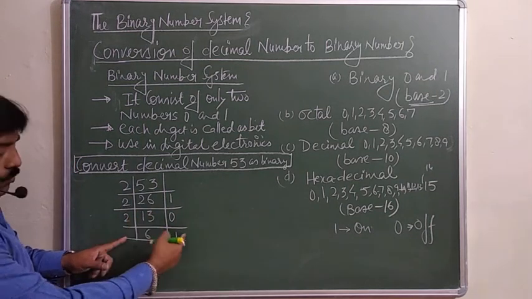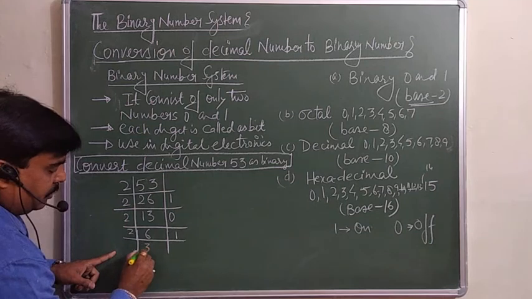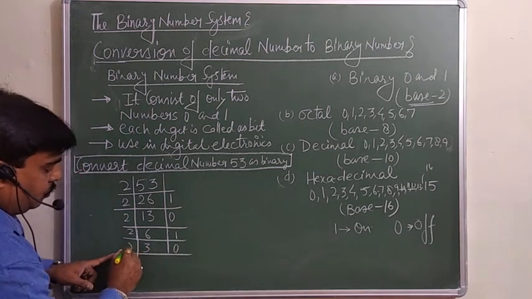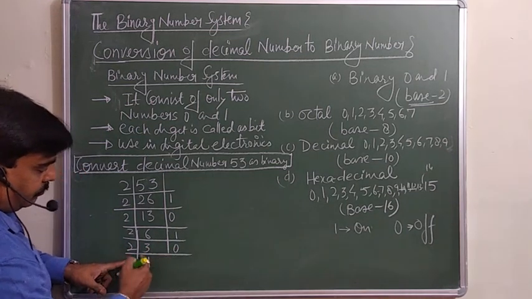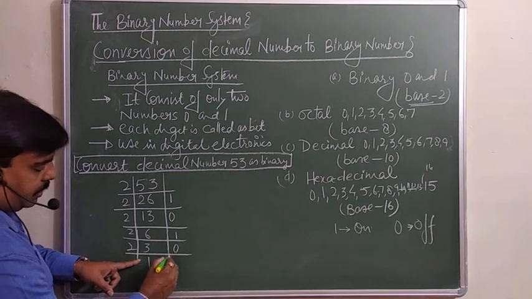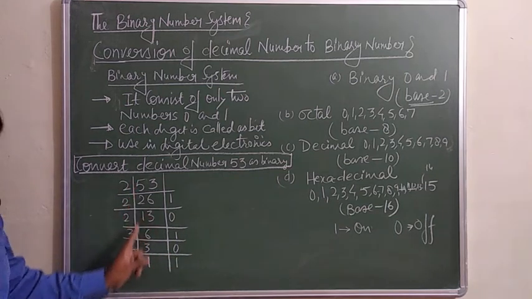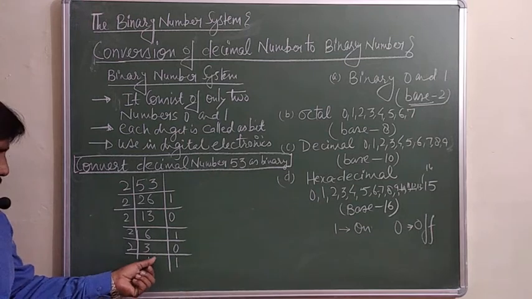Then 2 into 6 is 3, remainder 0, then by 2, 1, remainder 1. We continue this process until 1 comes.